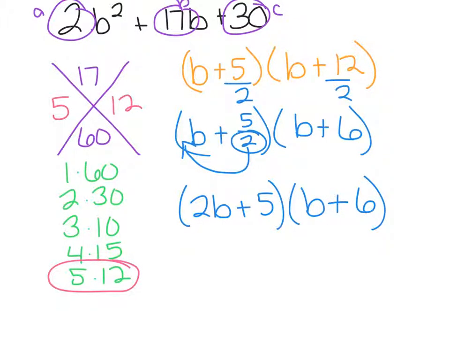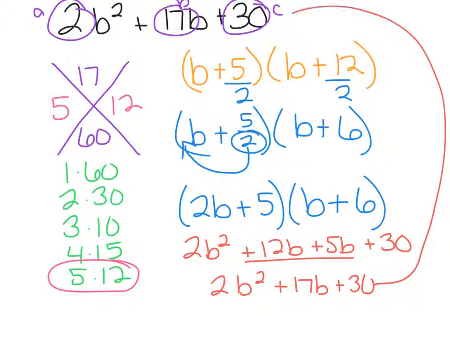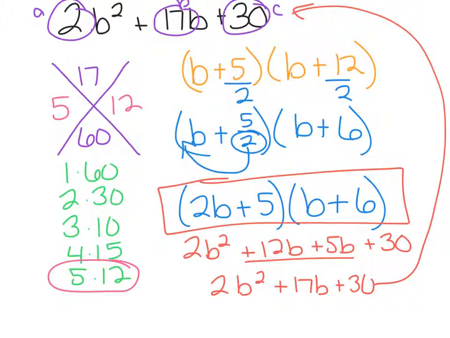Now FOIL to check. Multiply the first, get 2b squared, outer, plus 12b, inner, plus 5b, and the last, plus 30. Then combine the two middle, get 2b squared, plus 17b, plus 30, which is what we're looking for, so this is the correct answer.